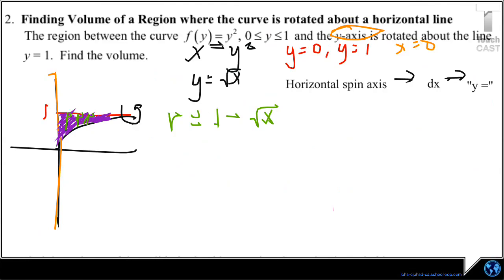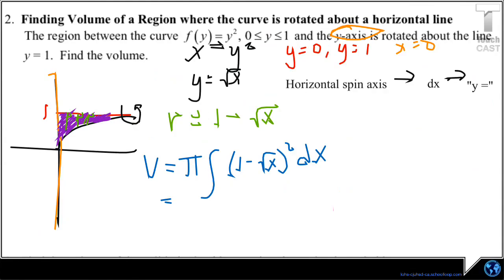And I'm going to integrate my equation to find volume, which remember is pi times the radius squared. Looking at my graph, of course, the lowest x value I can have is 0, and the highest x value I will have is 1, because of course it intersects out here at 1, 1.